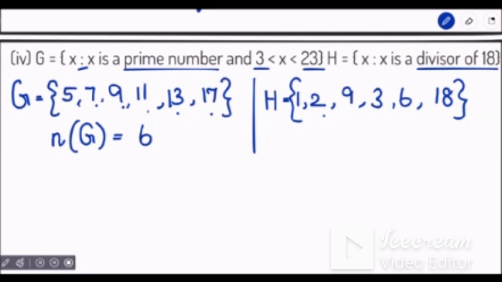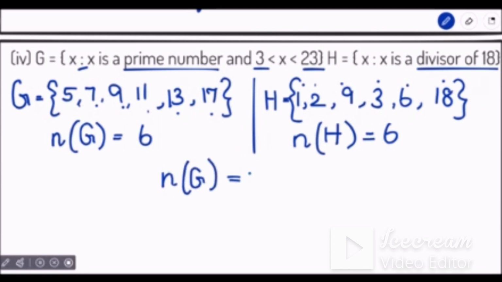So now let us give the cardinal number, or the number of elements, of set H. So let's start counting here: 1, 2, 3, 4, 5, 6. Yes, so now if you see, n of G is equal to n of H, which means it is an equivalent set. Let's go ahead and check whether it is equal also. No, it is not equal because we have 5 and 7 here. We don't have such numbers here. So since we have only the equal number of elements and not the same elements, what is the set, equal or equivalent? Yes, it is an equivalent set.